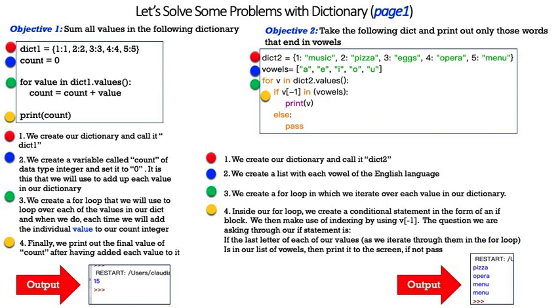Inside our for loop, we create a conditional statement in the form of an if block. We then make use of indexing by using v[-1]. The question we're asking through our if statement is this: if the last letter of each of our values, right, because we're using that minus 1 in indexing, that's the very last letter of a string, as we iterate through each of them through our for loop, is in our list of vowels, then print it to the screen. If not, pass on it. And you see when we execute this snippet of code, we get exactly what we would expect: pizza, opera, menu. All those strings that end in a vowel.